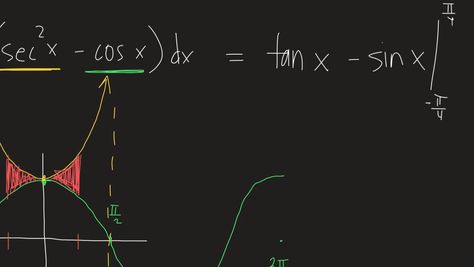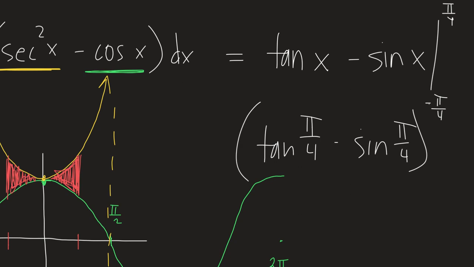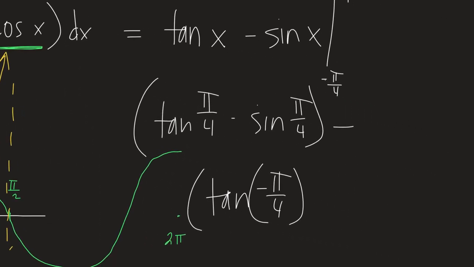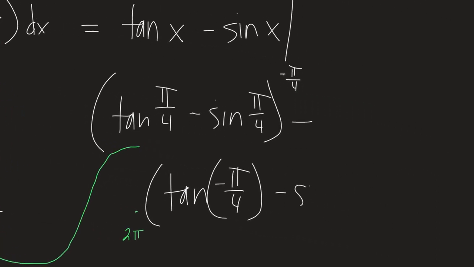Okay, so if you have a unit circle handy, or if you've memorized it, would be even better, because we need to find what the tangent at pi over 4 is, minus the sine at pi over 4, minus the tan at negative pi over 4, minus the sine at negative pi over 4. Having a unit circle memorized is fantastic for the test, but of course if you're just in class, then you can have access to all of this stuff.